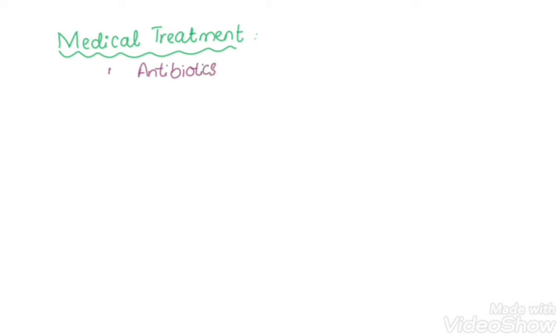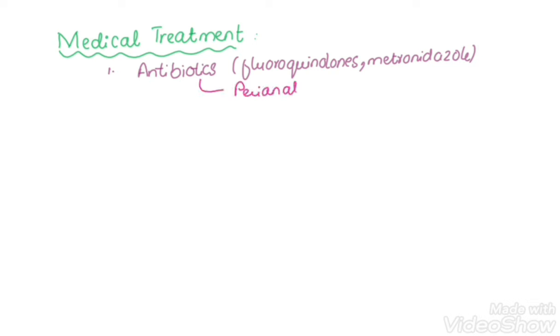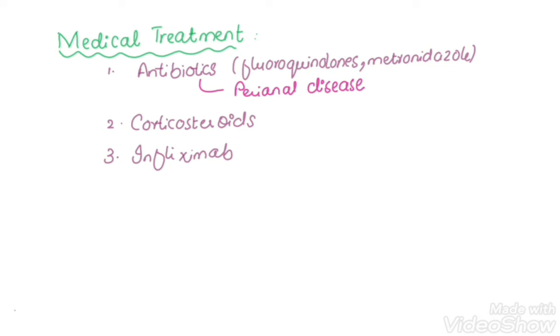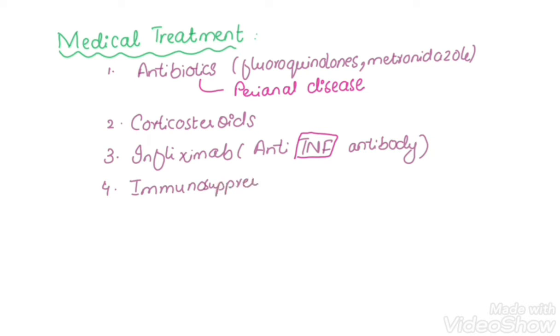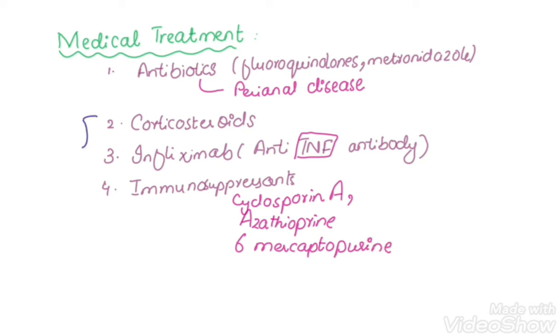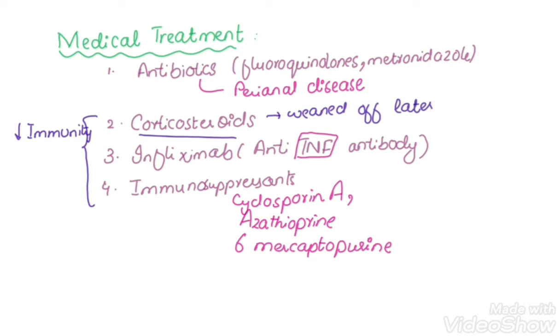Medical treatment involves the use of four types of drugs. Antibiotics like fluoroquinolones and metronidazole treat perianal disease, for example, an anal abscess. The other three drugs are corticosteroids, infliximab, which is an antibody against the tumor necrosis factor, and immunosuppressants like cyclosporine, 6-mercaptopurine, and azathioprine. These three drugs reduce the immune response and so lower autoimmunity.